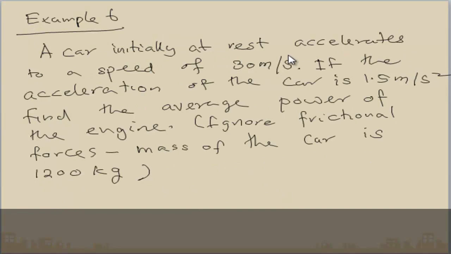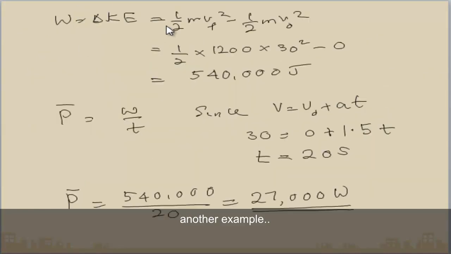The car, initially at rest, accelerates to a speed of 30 meters per second. If the acceleration of the car is 1.5 meters per second squared, find the average power of the engine. Ignore frictional forces. The mass of the car is 1200 kilograms. We can use the work energy theorem. The work is equal to 1/2 mv final squared minus 1/2 mv initial squared. Since the initial velocity is 0, work is equal to 1/2 times 1200 times 30 squared, that's 540,000 joules.